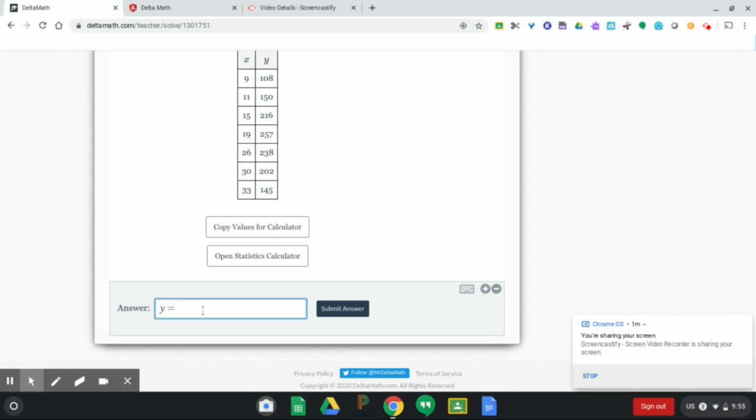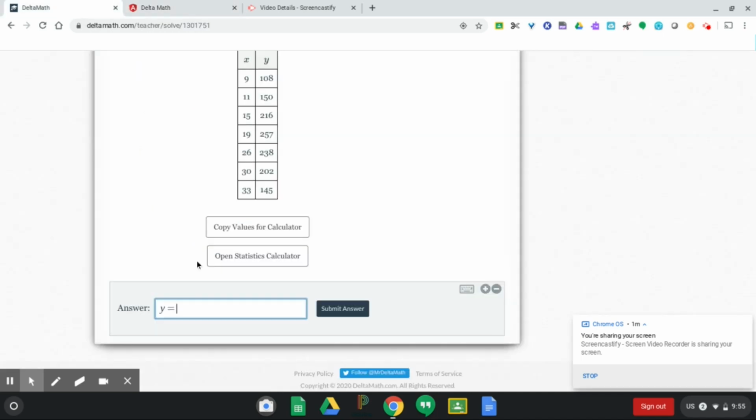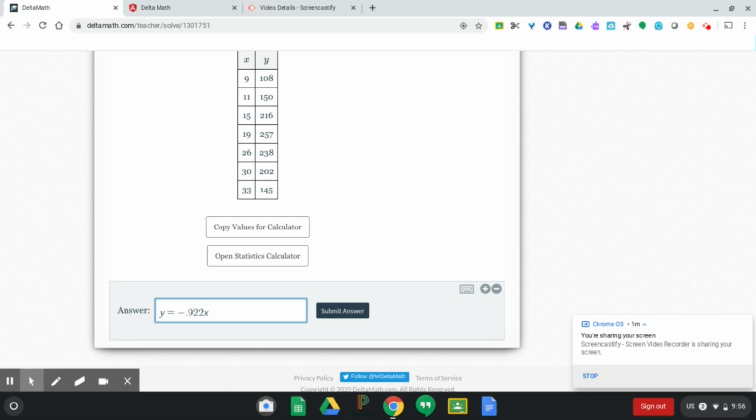Y equals, okay, so A was negative 0.9224. Tenths, hundredths, thousandths. So the 2 is in the thousandths place. Does the 4 bump this 2 up? It does not. So that stays negative 0.922. Negative 0.922x. Now we have to use the little caret, the symbol above the 6, to get my squared. Okay, I could press the right arrow to get down.